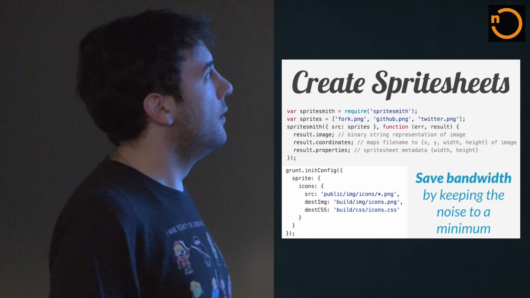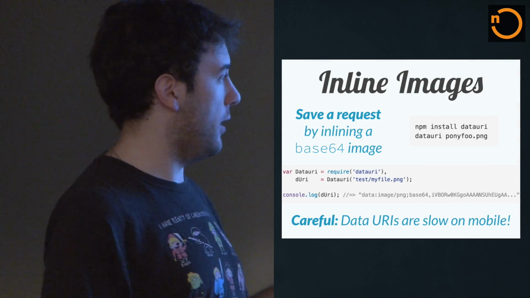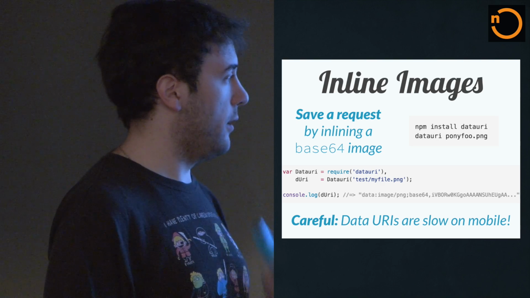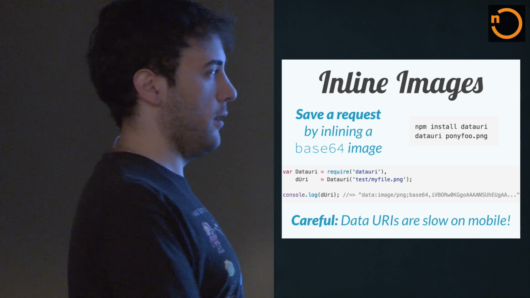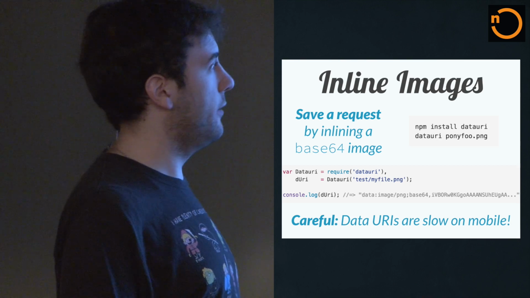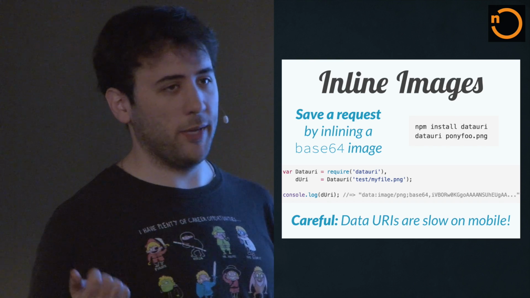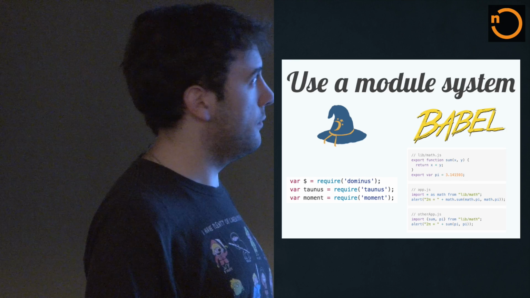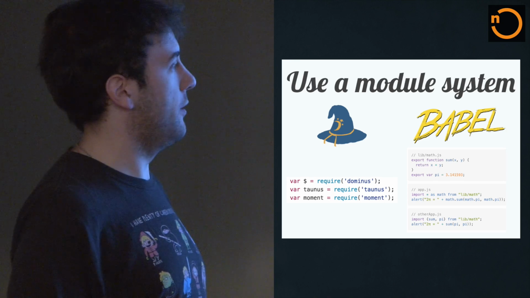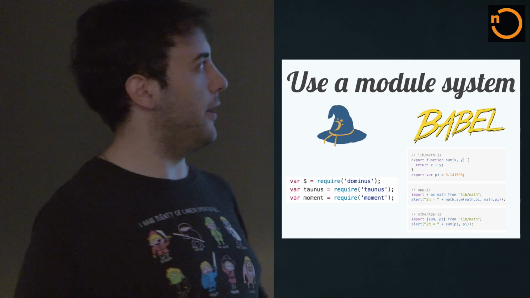So that's great. Inline images, just use the data-uri module. It has a programmatic API and a CLI. Just do data-uri, your image, and you get back a data URI. So it's great. For module systems, you can use Babel or Browserify, or yeah, that's about it. Don't use anything else. And yeah, you're great now.